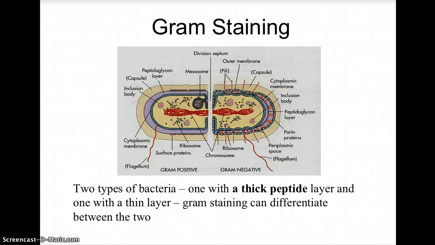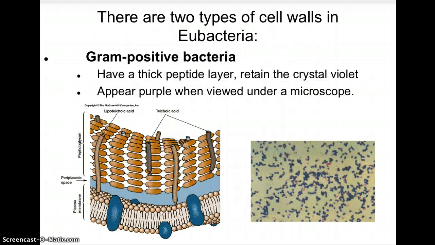Now, another way that we can differentiate between our bacteria, and we'll do an activity for this in class on Friday, is gram staining. So what color the bacteria stain if you use two different types of stains. We can split bacteria into two different groups in this way. One of them has a thick peptide layer, and one of them has a thin layer. And those bacteria will stain differently and hold on to different stains, which can differentiate between the two.